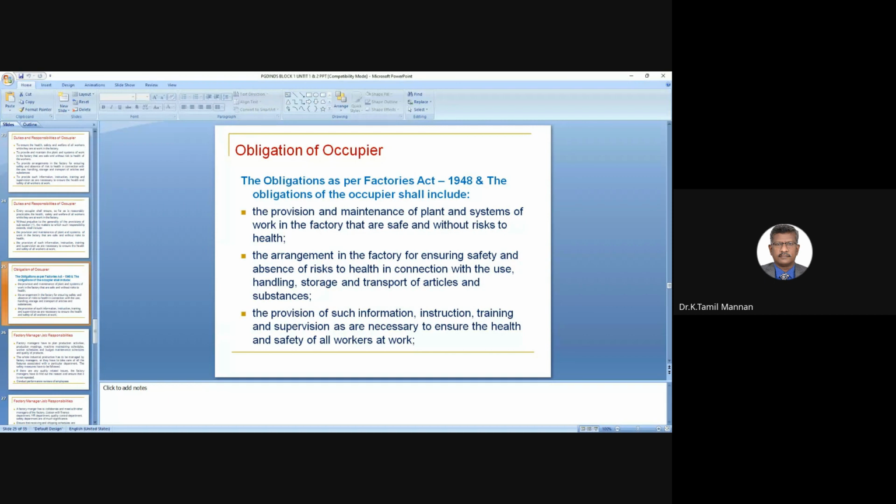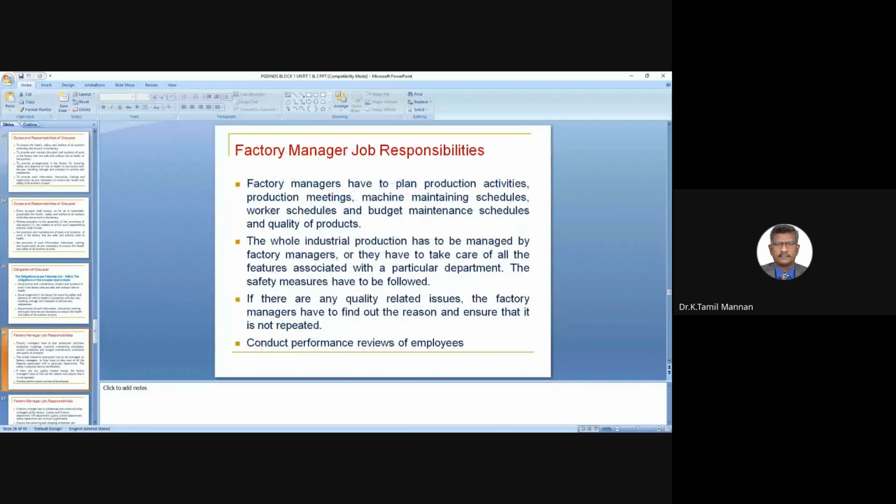So the arrangement of the factory should ensure safety and absence of risk to health in connection with the use, handling, storage, and transport of articles and substances. Most of the accidents happen in material handling, storage of materials, and transport of articles and substances. A lot of accidents happen in industry during the handling of materials. That's why the Factory Act ensures safety and absence of risk to health in connection with the transporting and handling of materials. Also, it provides instruction, training, and supervision to all workers.